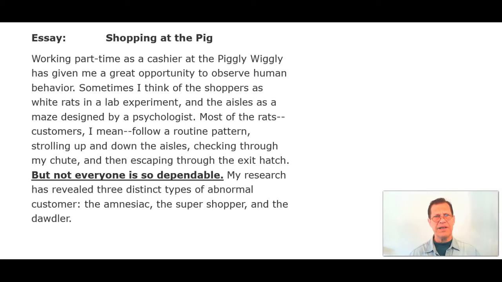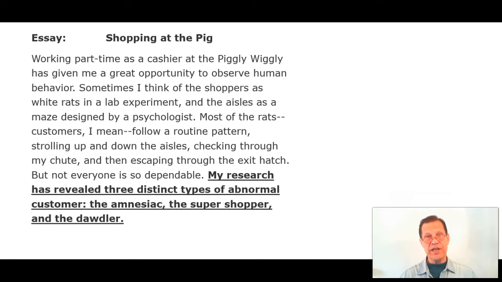Next sentence. But not everyone is so dependable. Aha! I'm curious. Some people don't behave like rats. How do they behave? The last sentence provides an answer. My research has revealed 3 distinct types of abnormal customer: the amnesiac, the super shopper, and the dawdler. This sentence not only tells you what to expect to learn in the rest of the essay, it also uses interesting language like abnormal customers. Are you one? Amnesiac, super shopper, and dawdler. This should make you curious enough to read the rest of the essay.